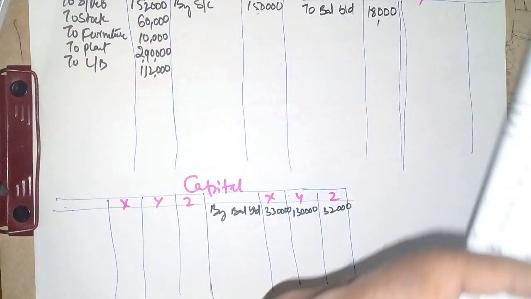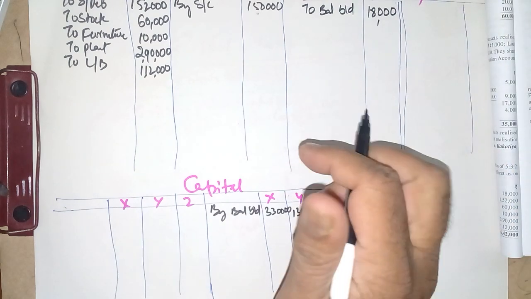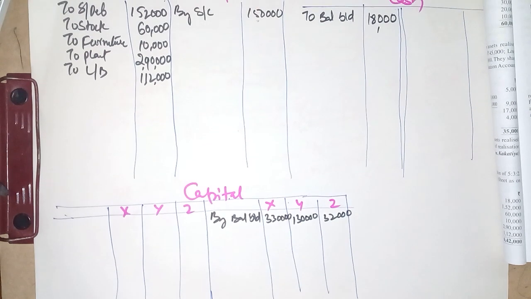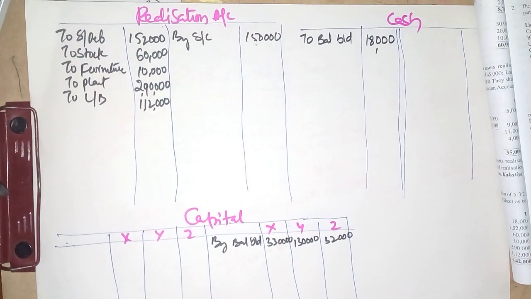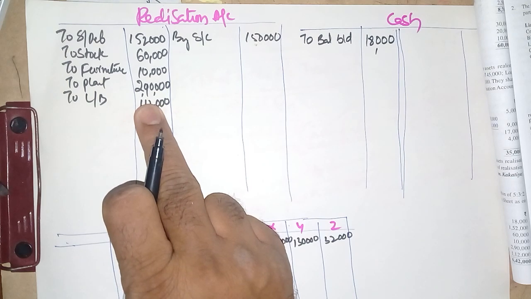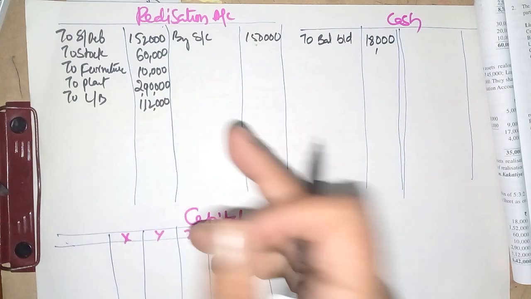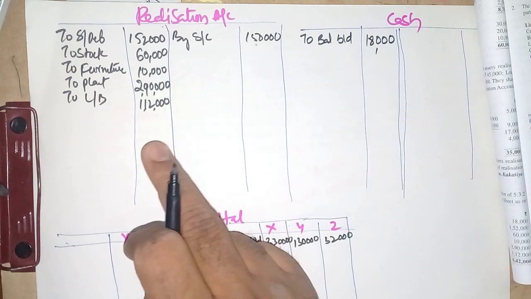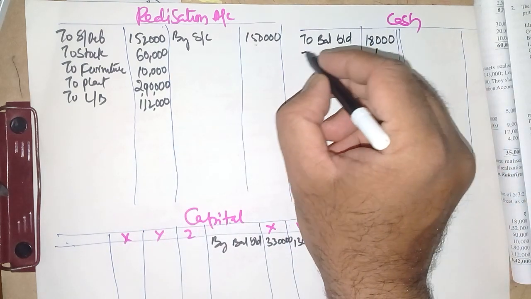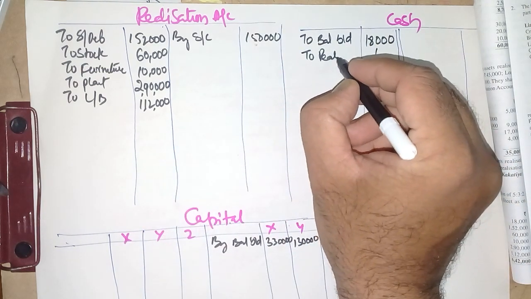What is the journal entry for realization of assets? When we sell assets, what journal entry do we pass? When we sell, we receive cash. So we debit cash account. Now the assets have already been transferred to realization account, hence the asset accounts will not get credited because they are already closed. Now realization account will get credited. So the entry would be cash account debit to realization. Right? So in cash account, we write to realization.